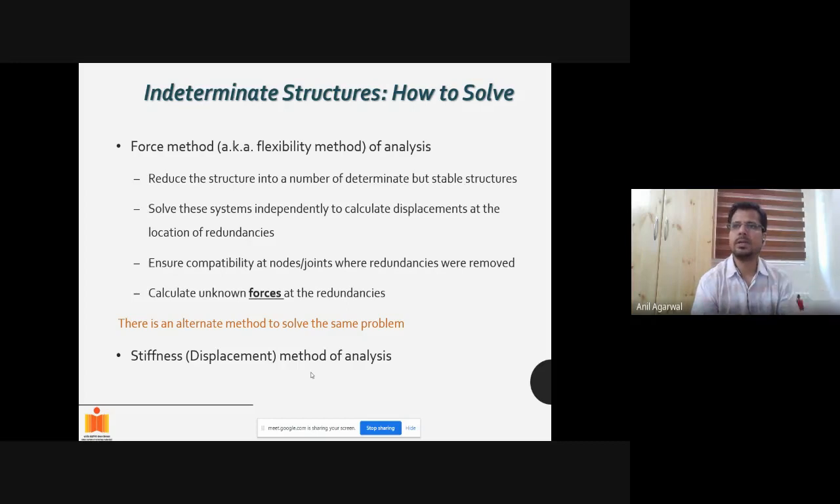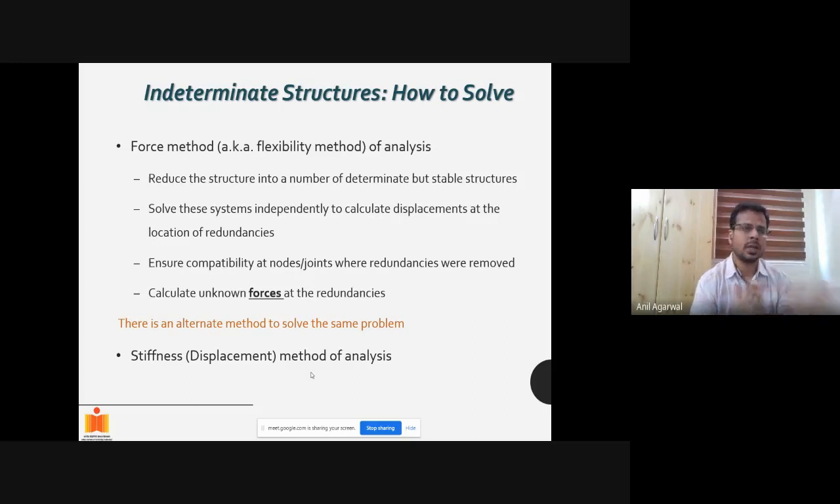Without this algorithm or protocol of the flexibility method, you cannot even develop the formulation of the stiffness method. So the flexibility method in a way is inbuilt in the stiffness method, and that is something that we should be familiar with. The stiffness method is typically used by all your computer programs.